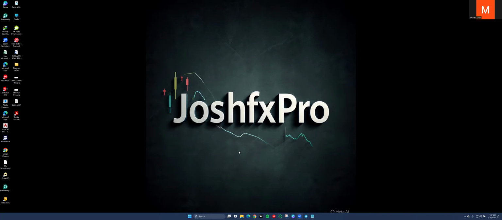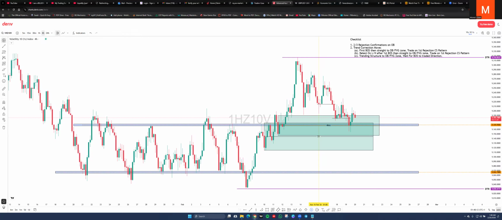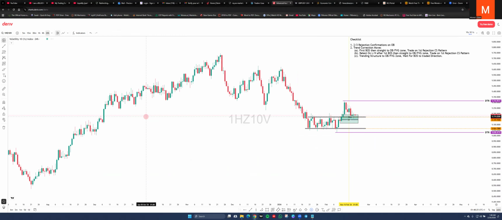All right guys, let's do a trade update on the analysis that we did a few days back. I have two trade updates to do, and this is one of them. We analyzed the volatility of the VIX 10 1x index, and this is where we are on this trade at the moment.